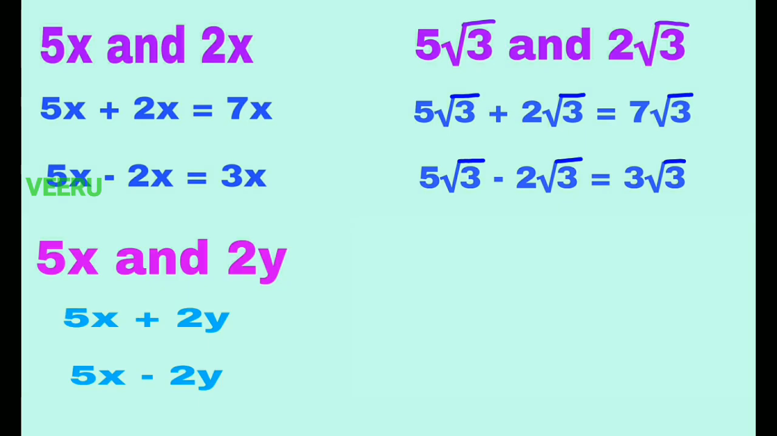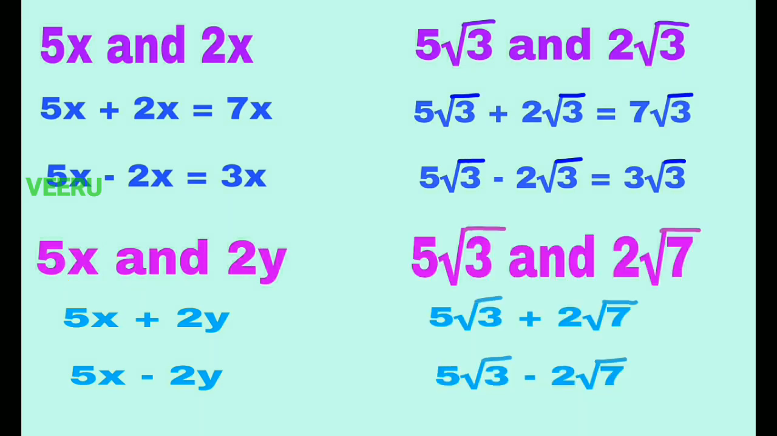Now see the addition and subtraction of polynomials in case of unlike terms. Take 5x and 2y. If we add or subtract these two, we will get the same as it is. We cannot add or subtract these because these are unlike terms. The answer will be 5x plus 2y and 5x minus 2y as it is.